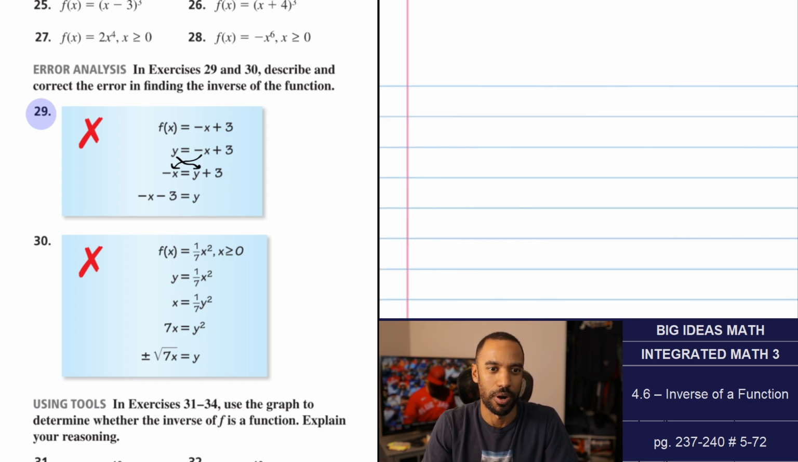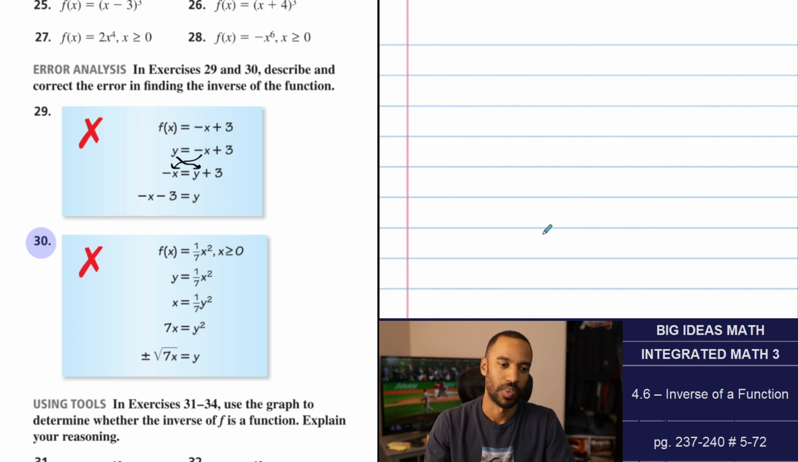I thought this would have been a better question for one of those critical thinking or thought-provoking questions. Can you write a function where the original and its inverse are the same? Explain your reasoning. Show your work. That would have been a good case of one. Anyway, number 30.